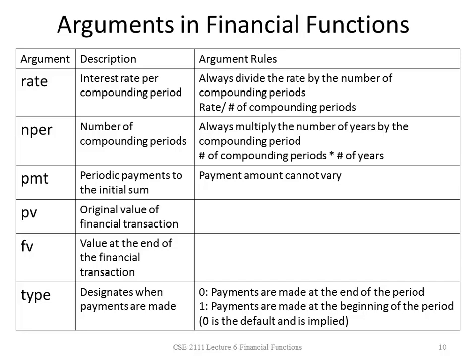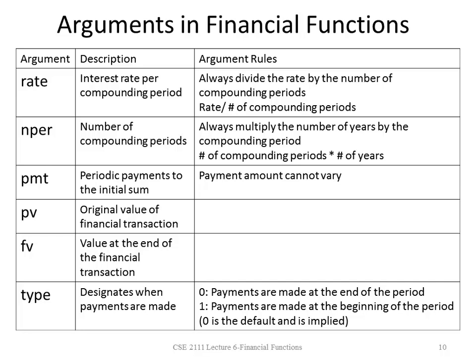Let's talk about arguments in financial functions. We're not going to talk about the functions themselves, but the arguments within the functions. The first argument is the rate argument, the interest rate per compounding period. For this argument, you will always take the interest rate and divide it by the number of compounding periods. The NPER argument is the number of compounding periods. For this argument, you will always multiply the number of years by the number of compounding periods.